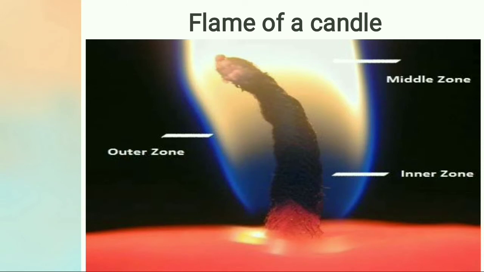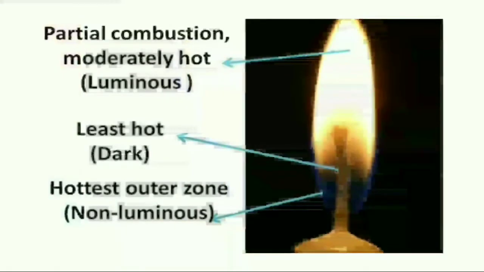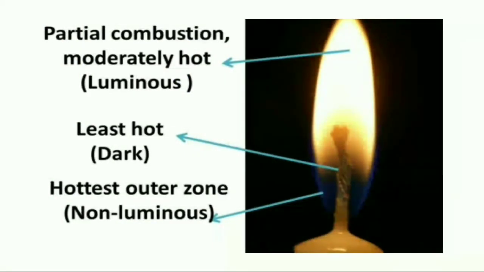See, the inner zone is dark, the middle zone is yellow and bright, and the outer zone is bluish in color and it is very much hot. Now see in detail. The innermost zone of a flame is dark or black. It consists of hot, unburned vapors of the combustible material. It is the least hot part of the flame. It is the coldest part of the flame, the inner part.